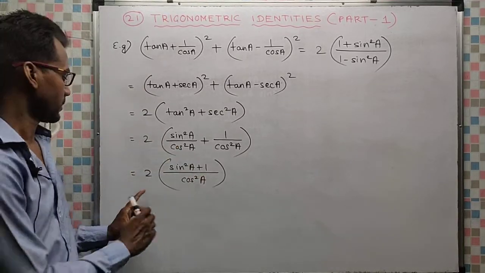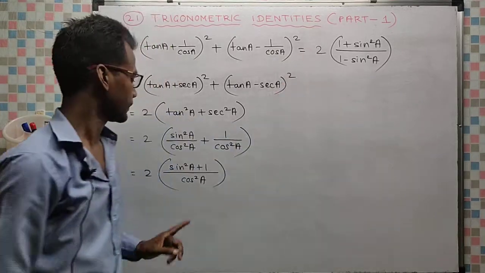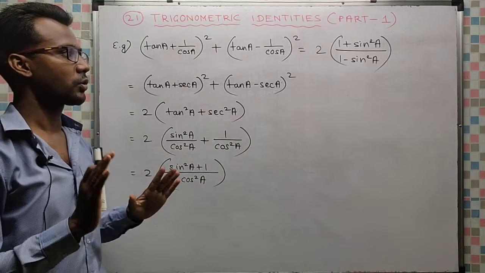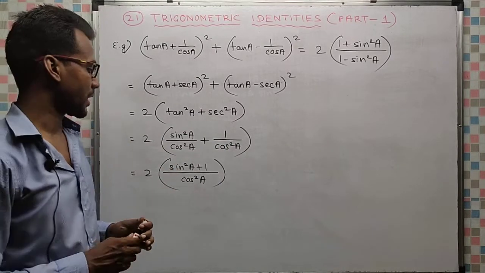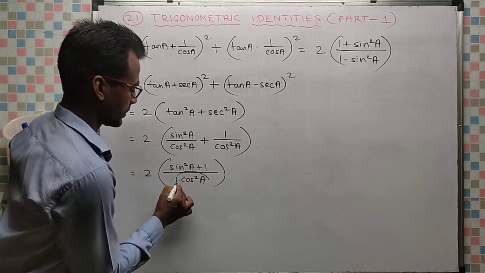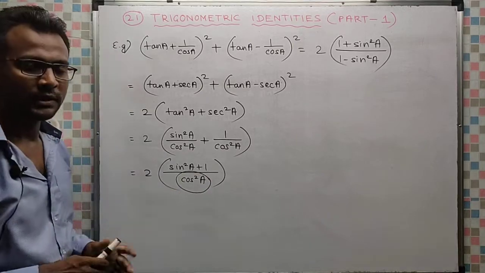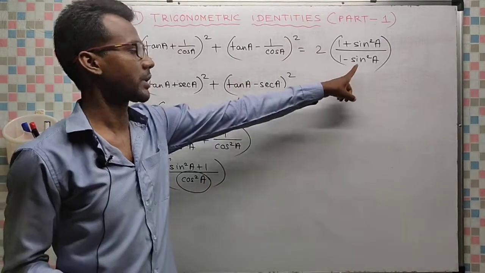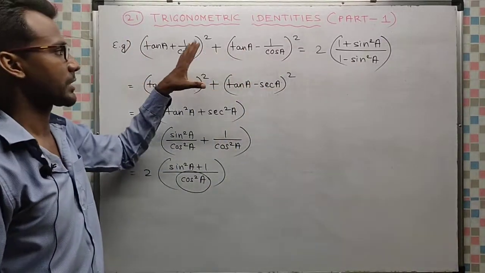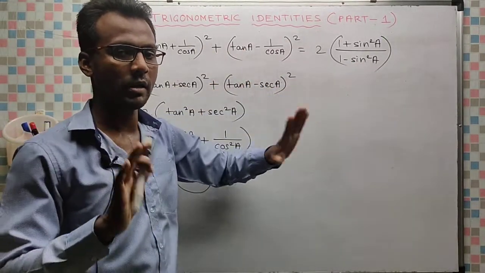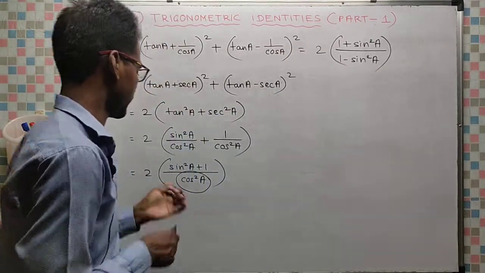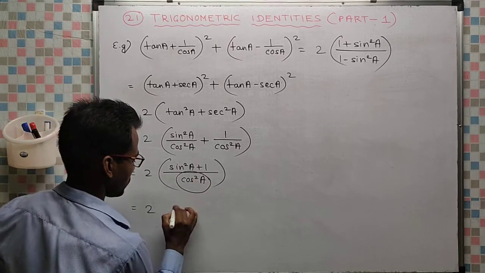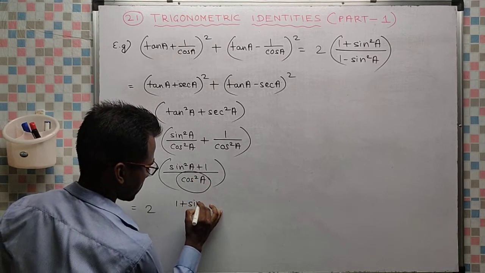See, slowly I am getting the 2. Sin square A plus 1, I don't need to disturb the 2 and the numerator. Simply I am going to change this denominator. So always focus on the target. Our starting point was LHS, my target is RHS. Anyhow I will reach the RHS. So that is equal to 2 whole 1 plus sin square A.